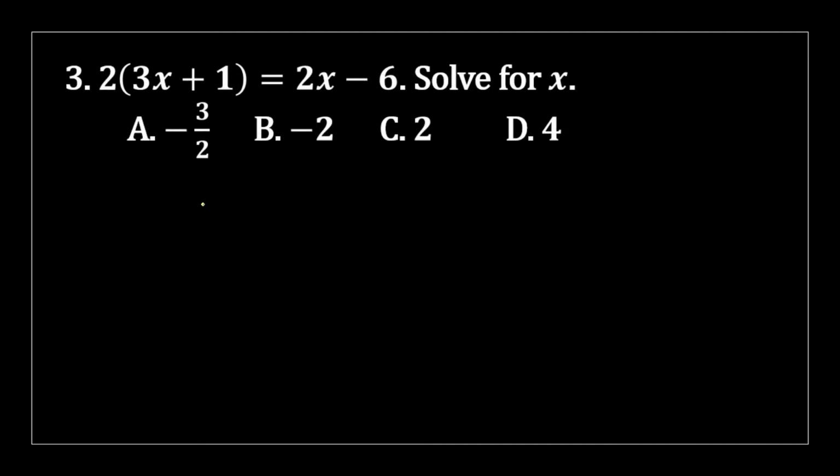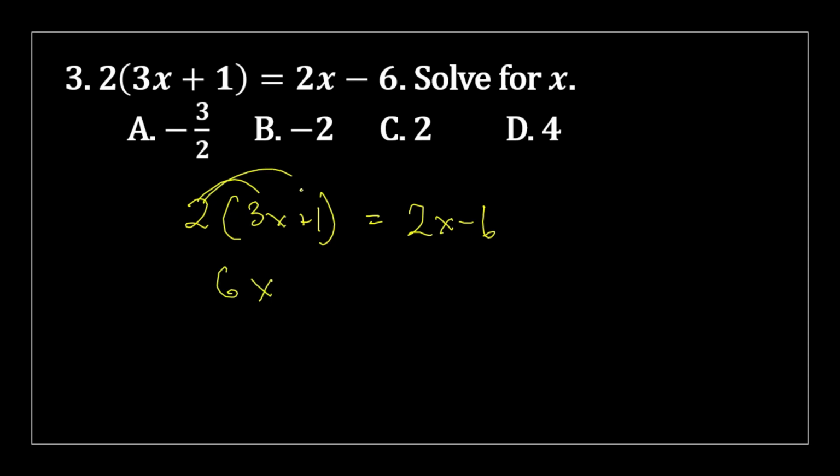Now for number 3, let's solve for the value of x in this equation. Again, let's write the equation. 2 times x plus 1 equal to 2x minus 6. Let's simplify this first. Let's expand this first. We have 6x plus 2 equals 2x minus 6.